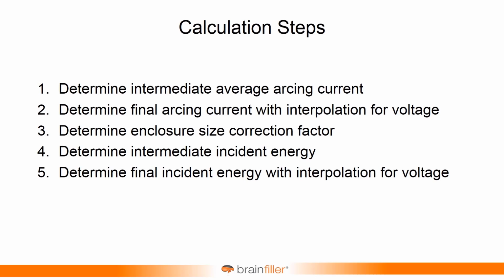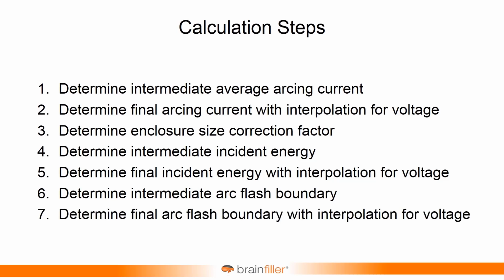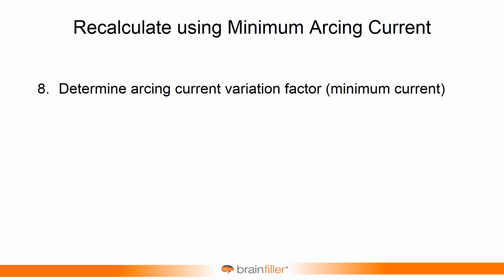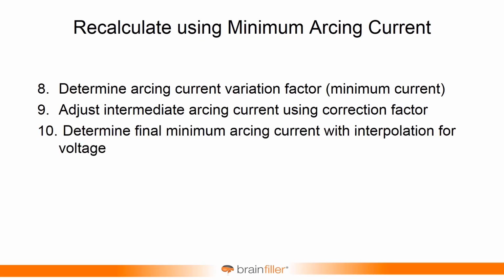And then you calculate the intermediate arc flash boundary. Again, it's basically just saying the 600, 2700, or 14.3 kV version of the arc flash boundary. And of course, then you go back and you interpolate for the actual voltage. So it's much more precise to be able to handle it this way. And then you go back and you calculate the adjustment factor, the variation factor, to determine the minimum arcing current. So then you adjust the intermediate, not the final, you adjust the intermediate arcing current using the correction factor, and then go back and redetermine the final arcing current with the interpolation.